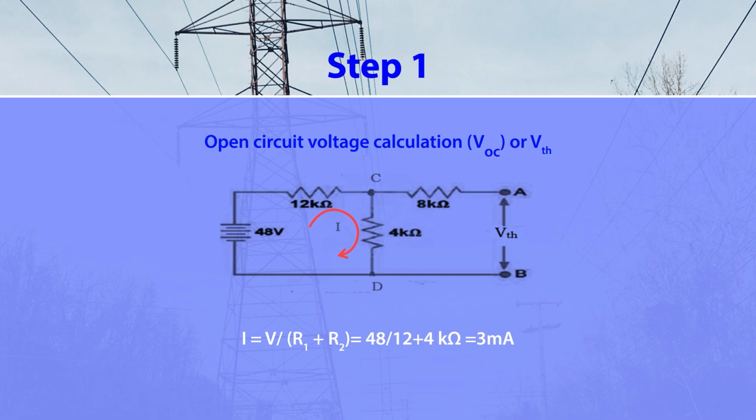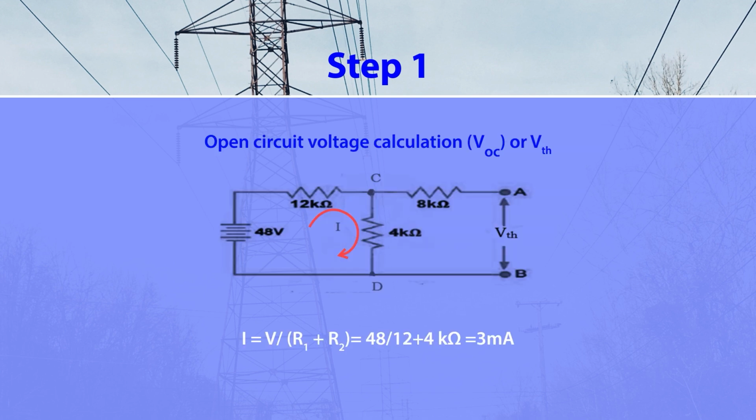Here you can notice the potential at node A is equal to the potential at node C, and the potential at node B is equal to the potential at node D. So calculating V_TH across AB means it is equal to the voltage across C and D, right? To calculate the voltage across terminals C and D, you have to find the current flowing through the 4 kilo ohm resistance. How can you calculate it? Because there is only one closed path, whatever current flows due to this voltage source will flow through the 12 kilo ohm and 4 kilo ohm.